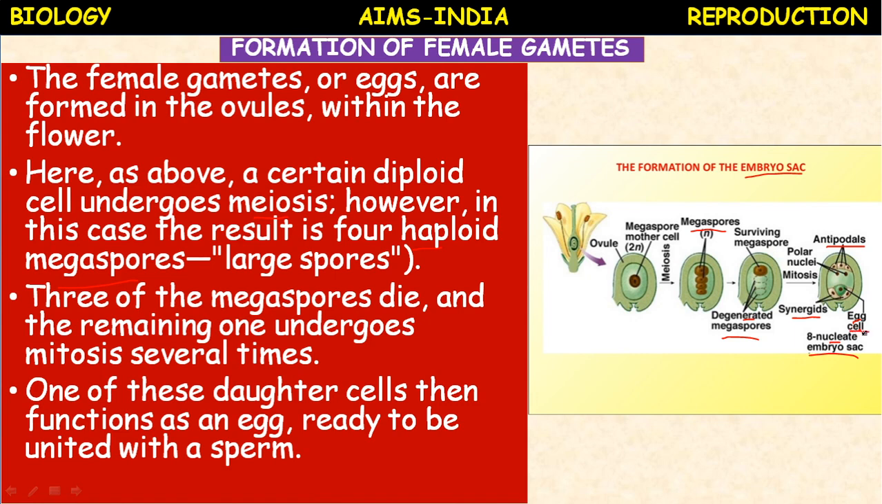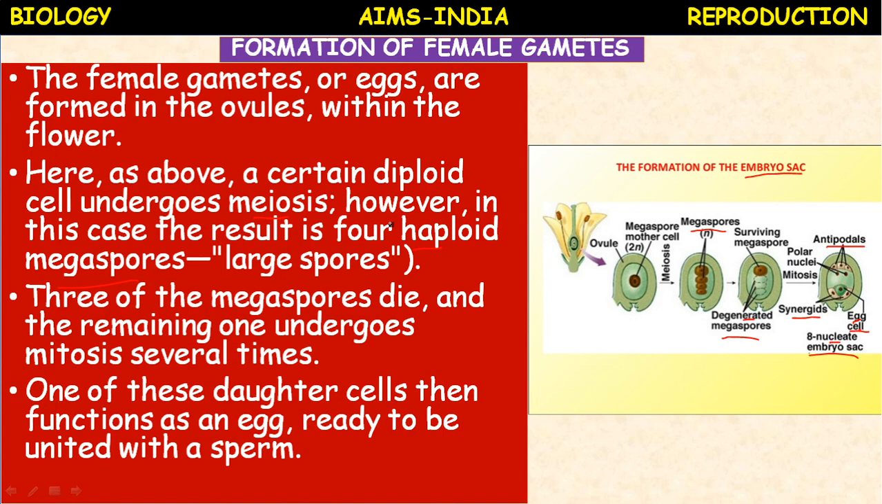The formation of the embryo sac is very clear. The process of formation of megaspores from the megaspore mother cell is called megasporogenesis, whereas in the male, we come across microsporogenesis. The ovules generally differentiate a single megaspore mother cell, MMC.